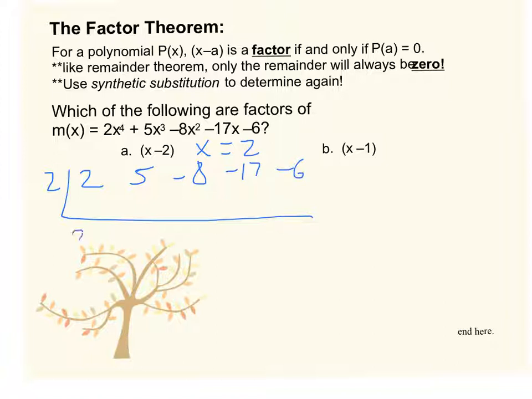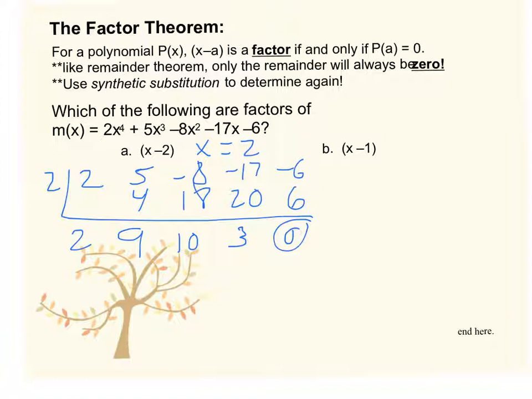2 comes down, 2 times 2 is 4, 5 plus 4 is 9. If you're feeling confident with synthetic division, this isn't a bad time to just pause the video and give it a shot yourself and see how it works out. 2 times 9 is 18. Negative 8 plus 18 is 10. 2 times 10 is 20. Negative 17 plus 20 is 3. 2 times 3 is 6. Negative 6 plus 6 is 0.